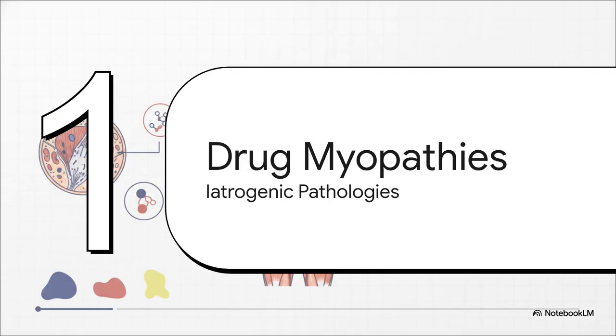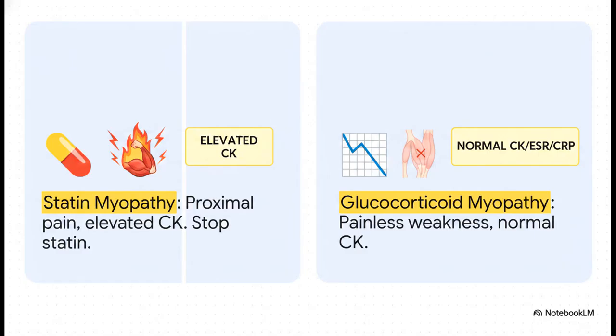Section 3. Drug-induced myopathies. Let's explore the most highly tested iatrogenic pathologies. You need a razor-sharp clinical branch to separate the two most common culprits here. Statin toxicity gives you symmetric proximal pain, cramping, and a significantly elevated CK. The management? Stop the statin immediately. Glucocorticoid myopathy, however, is driven by direct catabolic effects on type 2 muscle fibers. It presents as painless, progressive weakness, and functional atrophy, but with completely normal CK, ESR, and CRP markers.